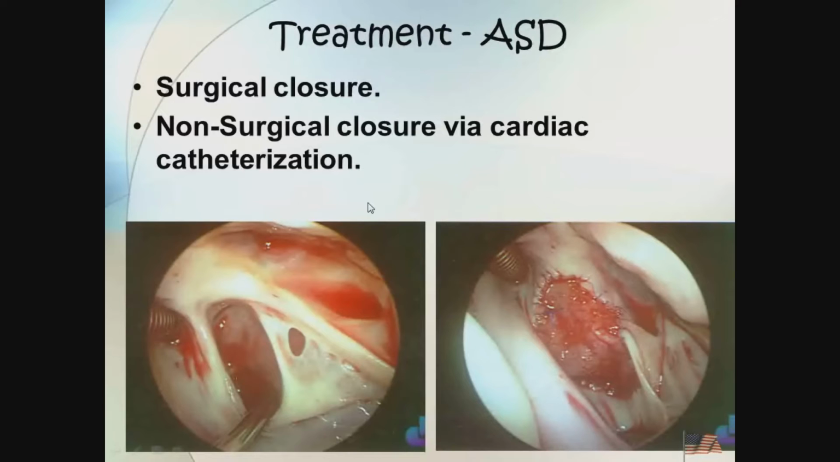How do we treat it? We close it if it's big enough. They can do this either surgically or through a cath. And you can actually see they go in, and I don't know if you can make it out there, but these are sutures. They're basically taking a graft and sewing it together, closing up the hole, putting a finger in the dike, if you will.